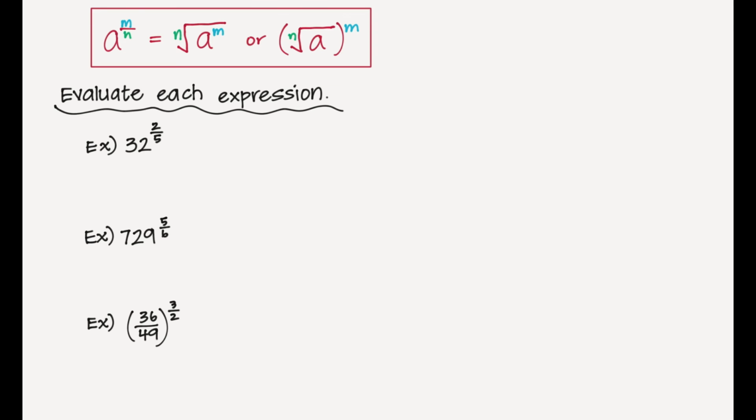Our first example is 32 to the 2/5 exponent. So why don't we try the first scenario? We're going to take the fifth root of 32 squared. So let's figure out 32 squared. When I multiply it by itself, I get 1,024. And just by doing this for a while, I know that that's 4 times 4 times 4 times 4 times 4. And so the fifth root of that is just the number 4.